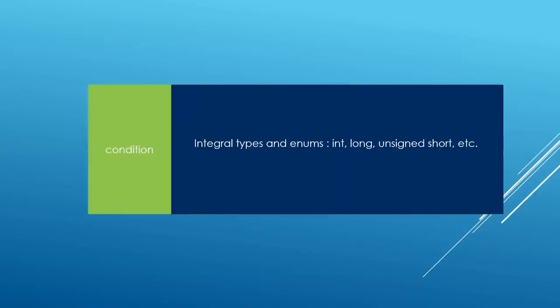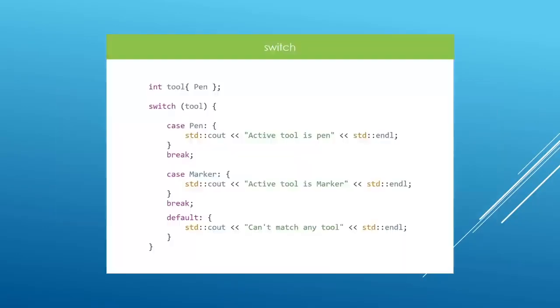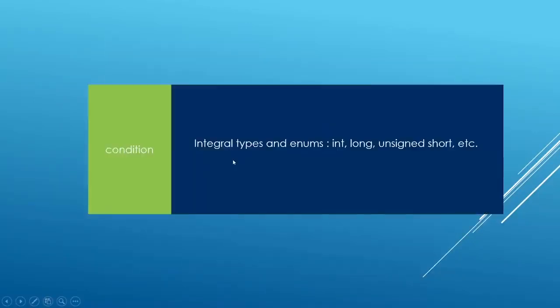And another thing you should know is that the condition, which is what we have inside these parentheses here, can only be an integer or an enum. So basically it can be int, long, unsigned, or char. Basically every integral type we have seen before, but it can't be another type such as string because that doesn't really make sense. So be sure to keep this in mind.